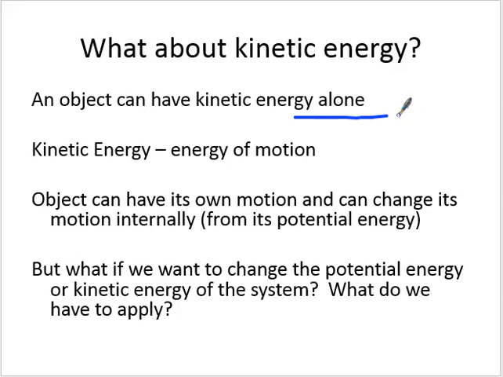And that's what's stated in the middle here. The object can have its own motion and can change its motion internally. Now, where would it get that kinetic energy to change? That would be from the potential energy within the system itself. So if it does have some sort of interaction, we can change that energy. Alone, it can't change its energy. It can have it, but it cannot change it.